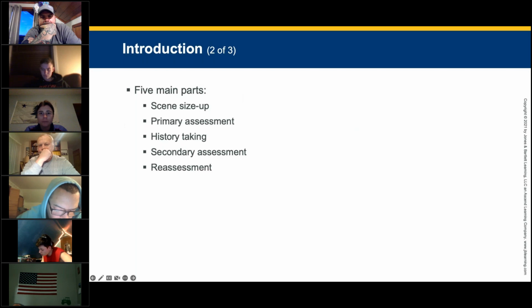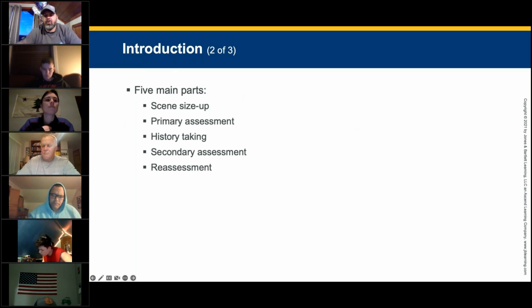So there's 5 parts of your assessment: your scene size up, your primary assessment, your history taking, your secondary assessment, and your reassessment. And the order in which the steps are performed depends on the patient's condition and the environment in which the patient is found. It might be necessary to change the order of some of the steps after the scene size up based on your findings.